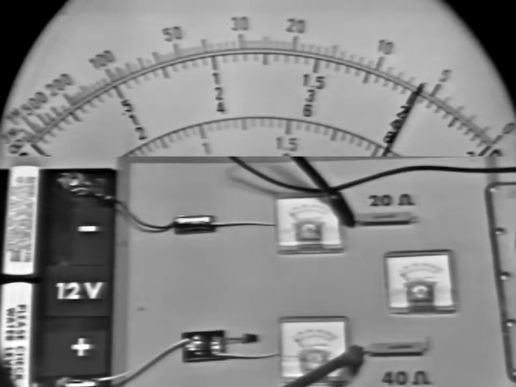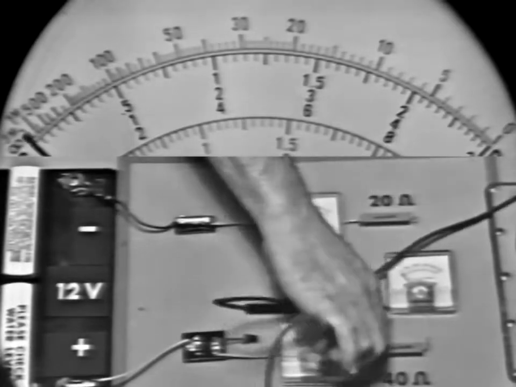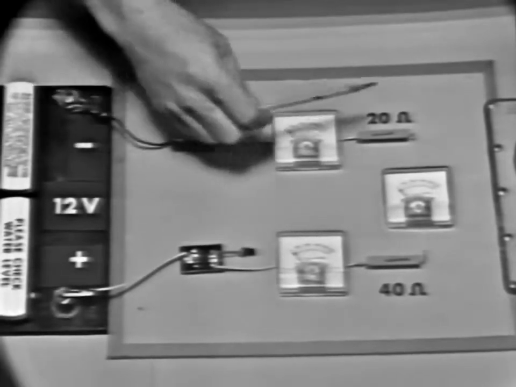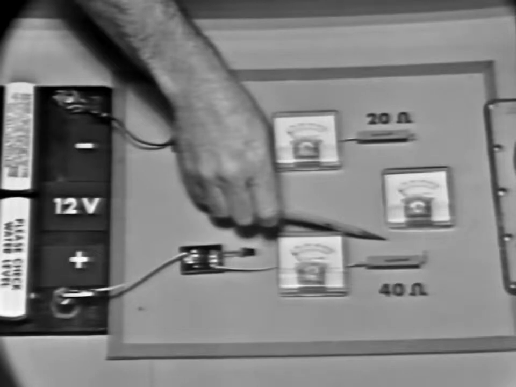Now remember, we're using a range of ohms times 10. So we multiply 6 by the range switch setting of 10. We get a total resistance of 60 ohms. Okay, remember then, the total resistance of a series circuit is equal to the sum of the individual resistances.